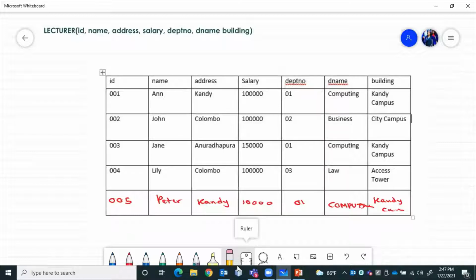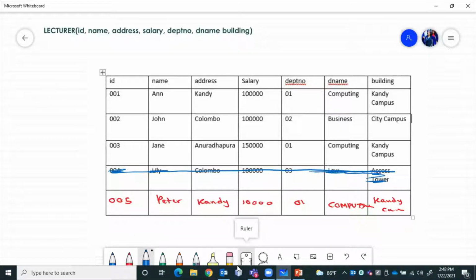And the next one I told you, that is the deletion anomaly, right? Let's say now Lily, the lecturer Lily, is going to leave this particular organization. Once she leaves, the organization is no longer interested in her record. So what we are going to do is delete this particular record. We want to delete it.